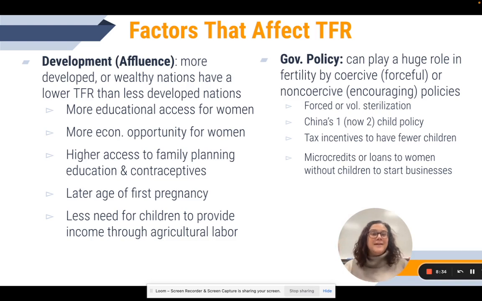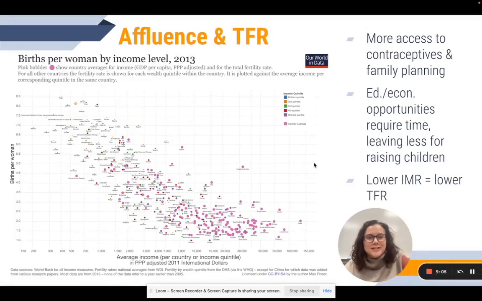Moving over, we also have government policy that can play a huge role for good and bad in total fertility rates, right? Most of us have heard of China's one-child policy. It's up to 2 now, kind of. We've seen places where there's been forced sterilizations, which is horrific. There's actually some places too that will give tax incentives to families with fewer children or give out loans to women without children to start businesses. We're going to get into all the government policy in a little bit more, but know that obviously that is going to impact total fertility rate.